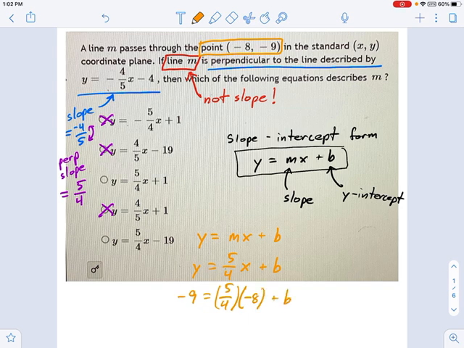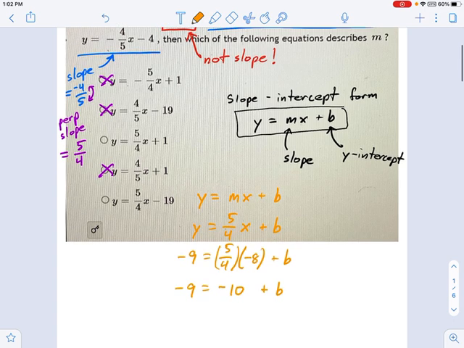Okay, so a little bit of algebra to do. This is going to be -9. Now 5/4 times -8. The 4 and the 8 partially cancel out, and by the time you're done sorting the wreckage, it's going to turn into -10. Right, 5 times -8 is -40, divided by 4 is -10. And we have plus b. So now we just add 10 to each side, and I get 1 = b. So that tells me the y-intercept, and I found my answer.